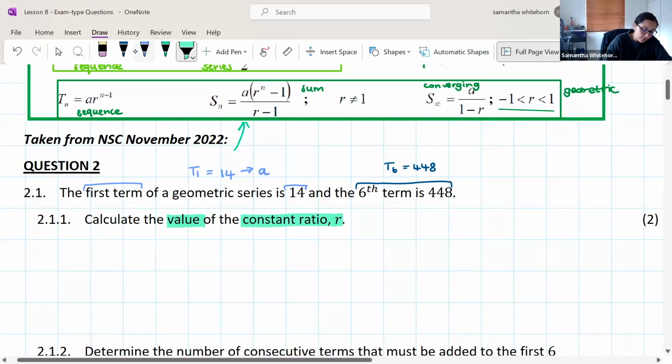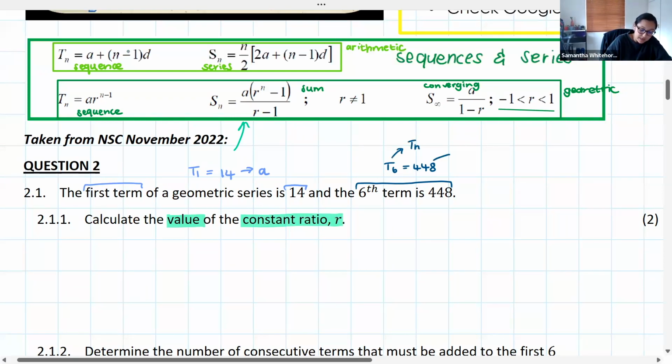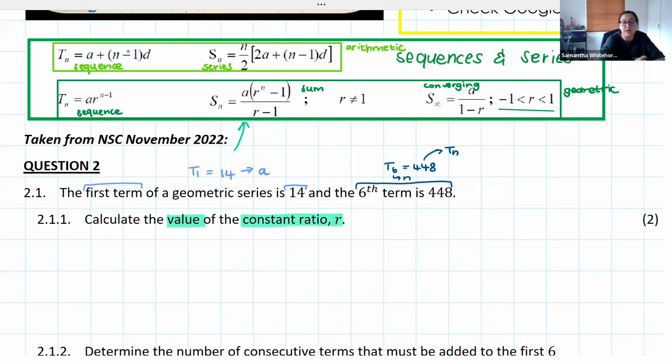Now, if we think about what we have in this bit of information here, we've got the value of your term, so you've got a Tn, and this 6 over here is the value of n. You've got Tn, you've got n, and because we know what the first term is, we actually have A as well. So if we substitute that term 6 is equal to 448, we're able to find R.